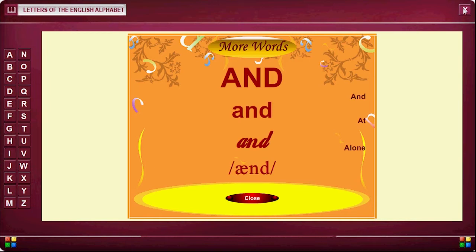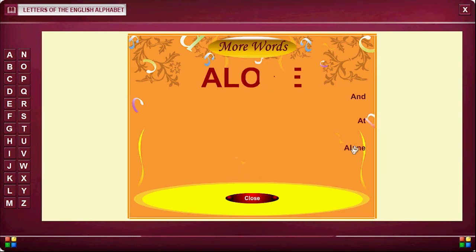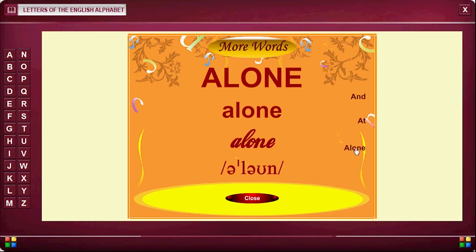Now let us go to the other aspects. Like this, all the letters are presented and explained, and all the words are presented like this. We can see this word alone. Alone is the 11th in the software. Alone. The stress is on the second syllable.